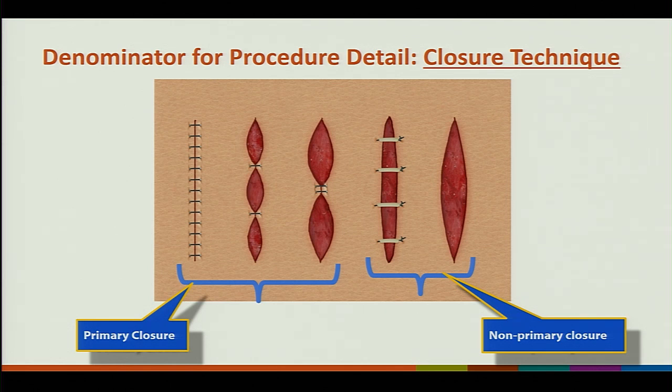Both primarily closed procedures and non-primary closed procedures are entered into NHSN, into the denominator data for procedures that you follow in your monthly reporting plan. And any SSIs attributable to these procedures are also entered into NHSN. There are no exclusions.